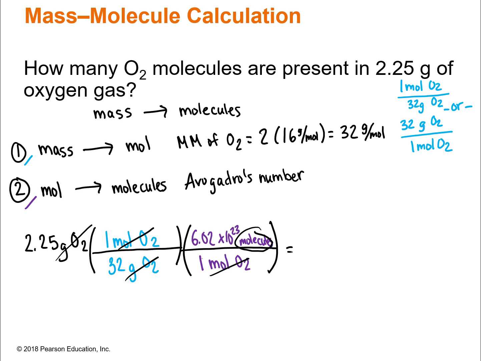So we're left with molecules. And you should get something in the ballpark of 4.23 times 10 to the 22nd oxygen molecules. Again, don't forget your units.